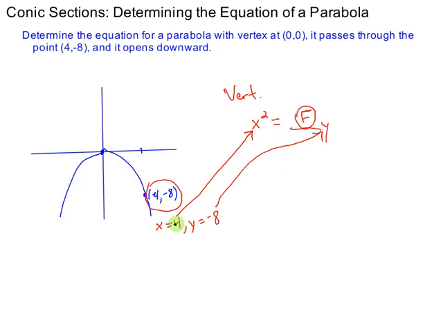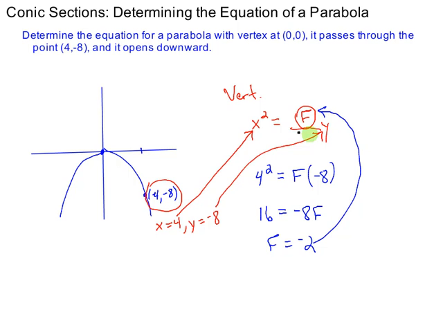So if I plug in 4 for x, I get 4 squared equals F, which we don't know, we're trying to find, times y, which is -8. So 16 equals F times -8, which is the same thing as -8 times F. Divide both sides by -8, and we get F equals -2. Thus the equation for this parabola is, plug -2 back in, x squared equals -2y. And the focal diameter, of course, is positive 2, not -2. The reason the negative is here is because the parabola opens downward.